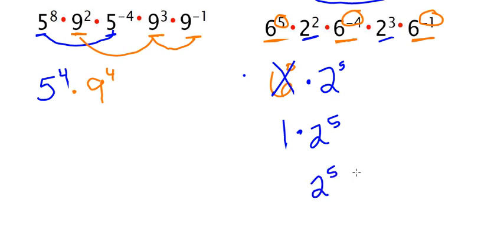So the only time that you're going to have a situation where you have two bases in the question and only one base in the answer is in a situation where some of the like terms add up to 0 and it just becomes 1, because anything to the power of 0 is equal to 1.